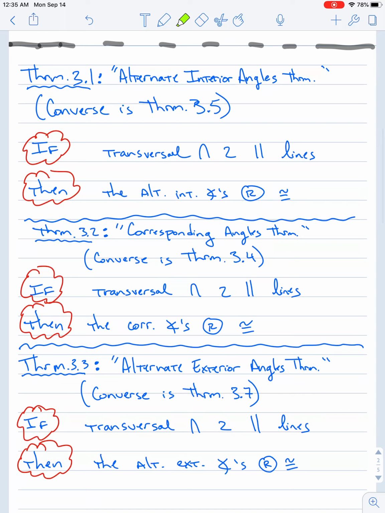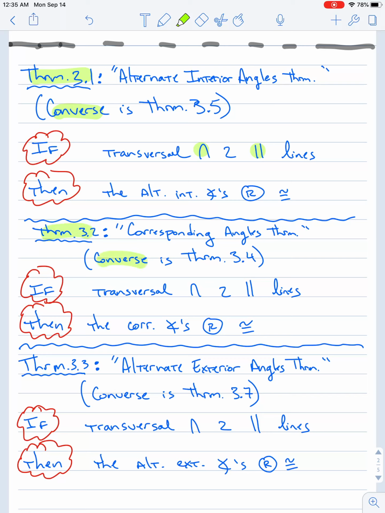Now, please understand that these are a total of 8 theorems and postulates, but it's really 4 concepts, and each one comes with its own converse. So the first one is the alternate interior angles theorem, aka theorem 3.1. The converse of that theorem is theorem 3.5, which I'm not going to write down because it would be me writing the exact same words, just switched around. Okay, if a transversal intersects 2 parallel lines, then the alternate interior angles are congruent. Okay, you knew that already, though.